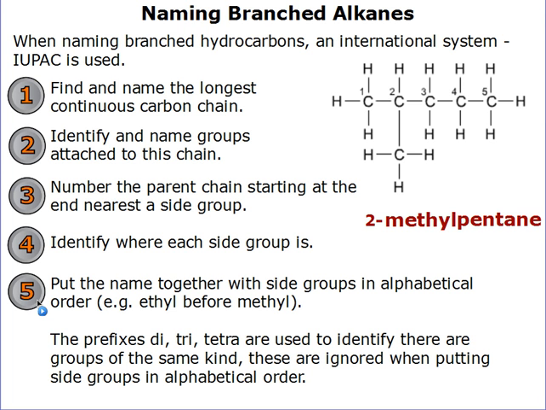Then we put the name together with side chains in alphabetical order, if there's more than one, so ethyl would come before methyl. If we had two methyl groups, we would call it dimethyl, and we would have 2,2-dimethyl with commas between the numbers and that sort of thing. But we'll talk about that in a minute. So this structure here is 2-methylpentane.